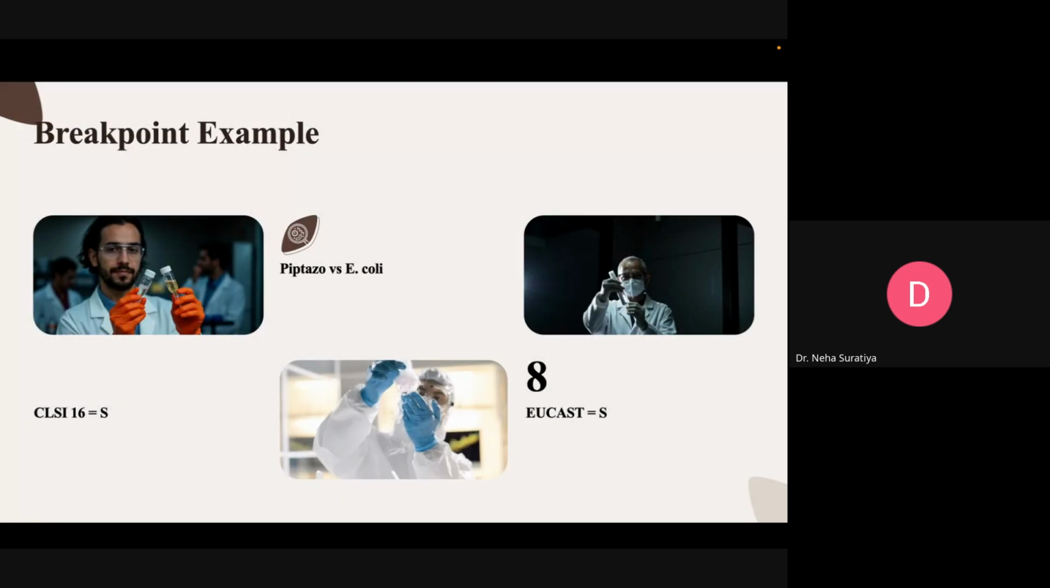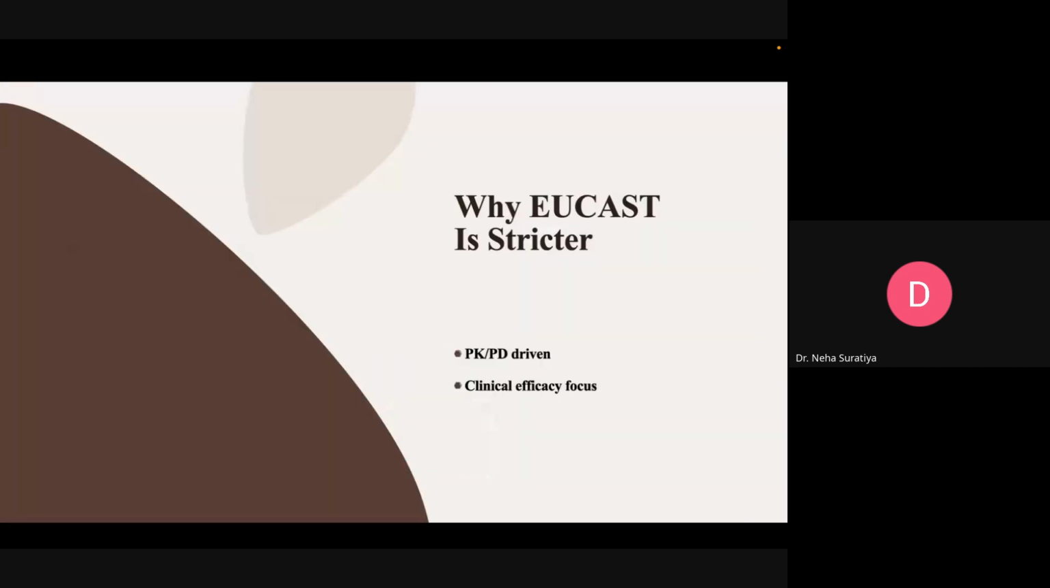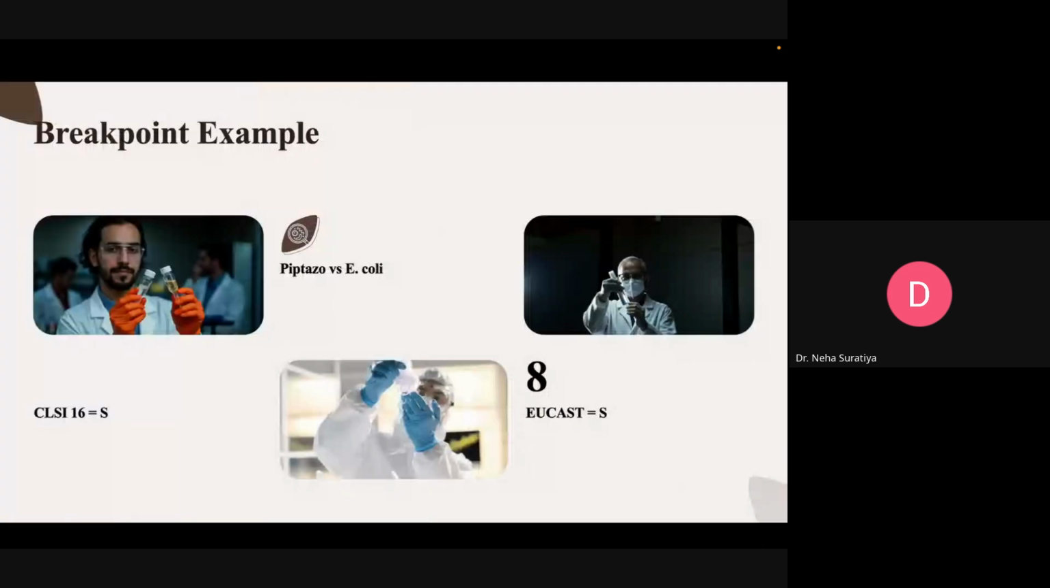Just a minute. I think this is the example I already gave you, but just understand this breakpoint example for comparing two different guidelines. See this, we have piperacillin tazobactam, piptazo, versus E. coli. We are checking the example, piperacillin tazobactam against E. coli.